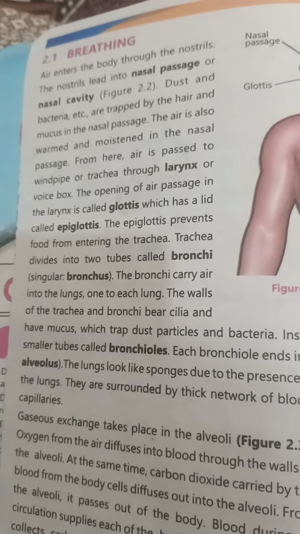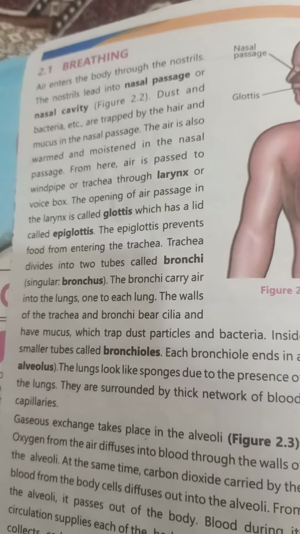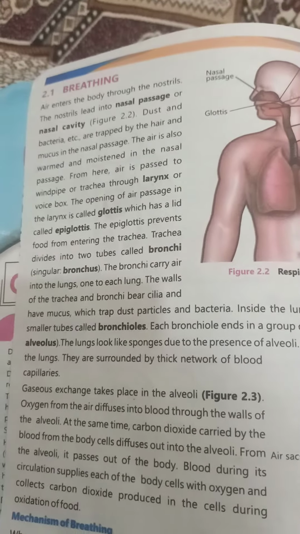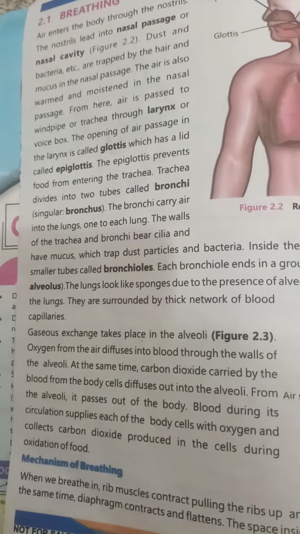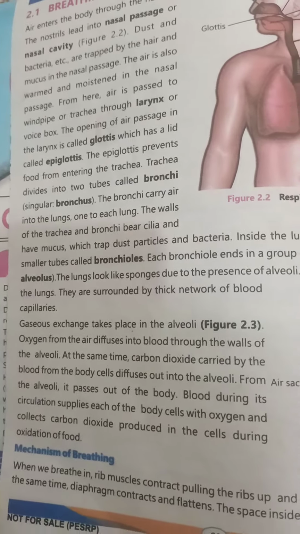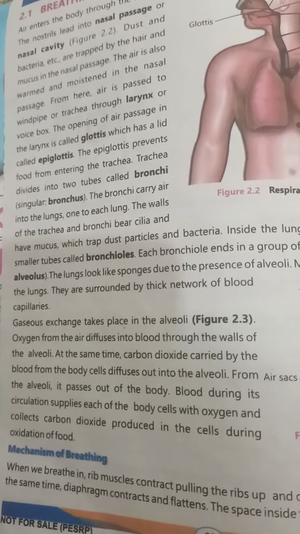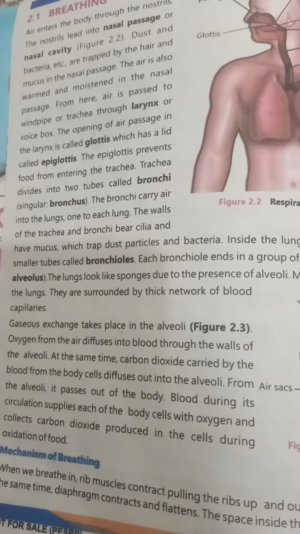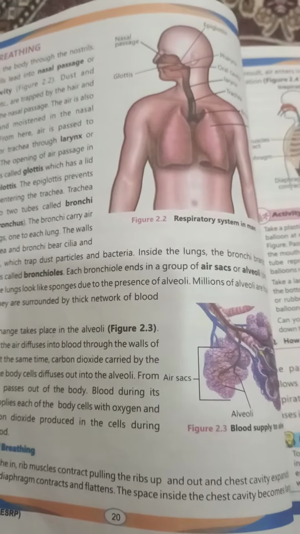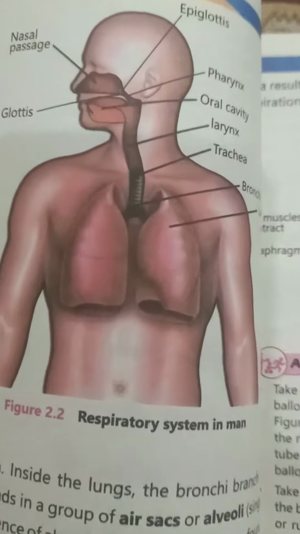The opening of the air passage in the larynx is called glottis, which has a lid called epiglottis. The epiglottis prevents food from entering the trachea. Trachea divides into two tubes called bronchi, singular bronchus. The bronchi carry air into the lungs, one to each lung. The walls of the trachea and bronchi bear cilia and have muscles which trap dust particles and bacteria. Respiration, respiratory system in man.